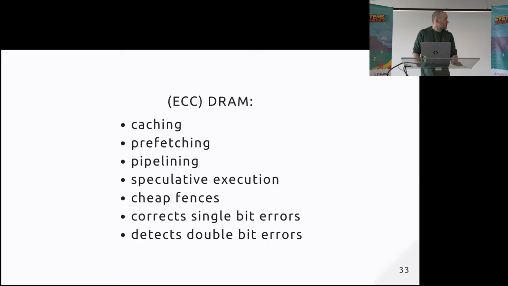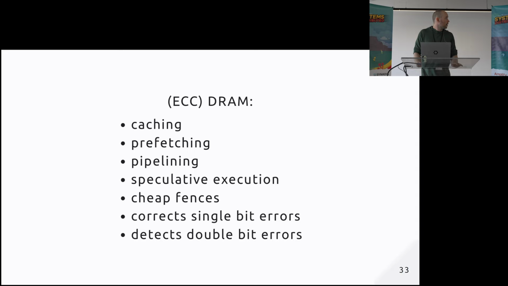So there are some of these hardware differences. Working in memory, you have a hardware cache. The CPU analyzes your code to do prefetching, pipelining, speculative execution. Fences are really cheap, and so you can use them whenever you need to control ordering. And the most common errors will either be automatically corrected or at least detected and give you an error.